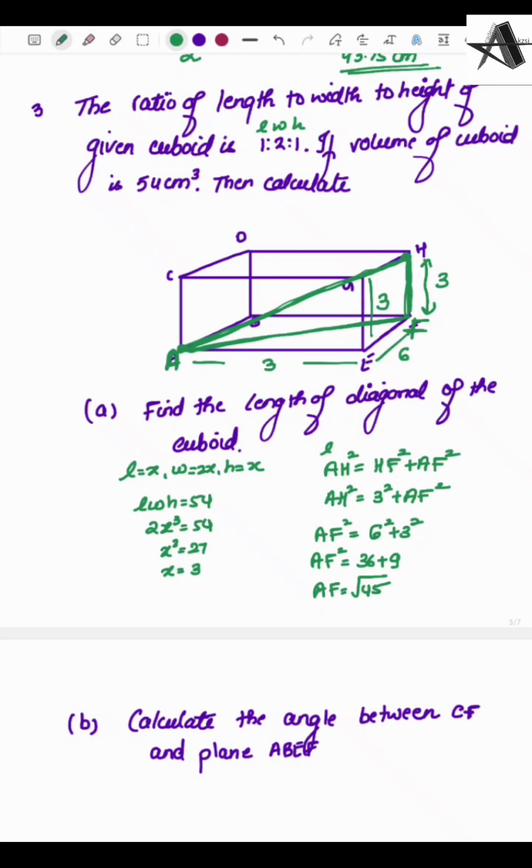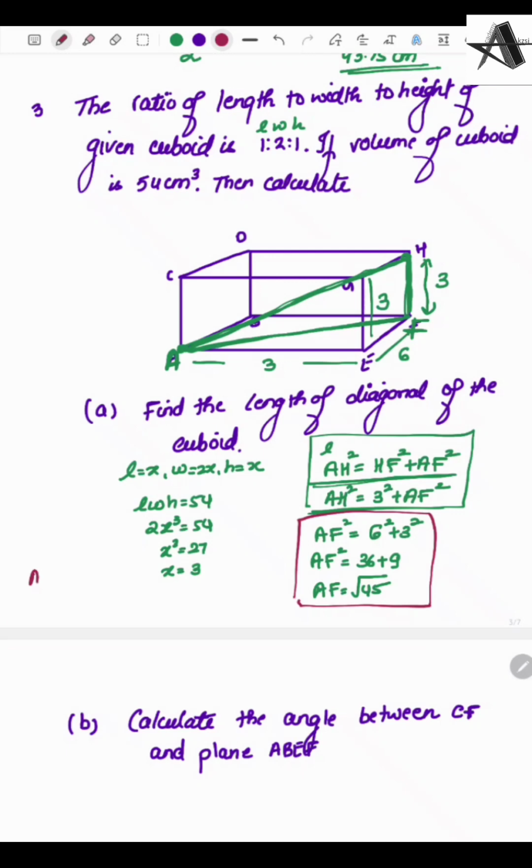So coming back to AH squared, this was a separate calculation to find AF. We have calculated AF, which is root 45. So again, AH squared is equal to 3 squared, which is 9, plus AF squared, which is 45. So AH squared is equal to 54 and AH is root 54 centimeters. So finally, the diagonal of this cuboid is root 54.